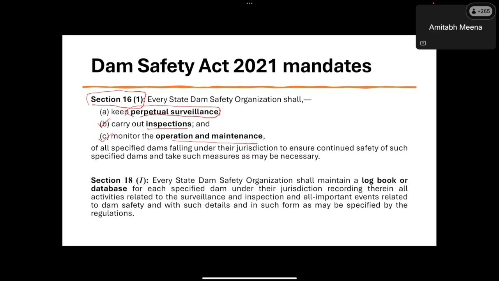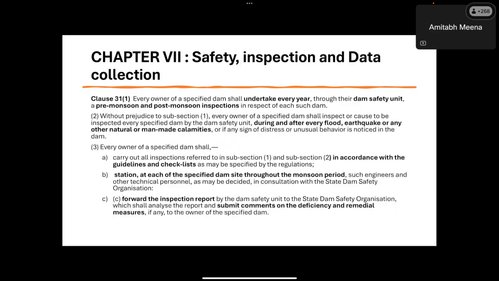Besides 16(1), under section 18(1), the State Dam Safety Organization shall maintain a logbook or a database for each specified dam. So this is mandated under section 18(1). If we talk about inspections only, it was under 16(1), and it is mentioned in detail under section 31(1) also.